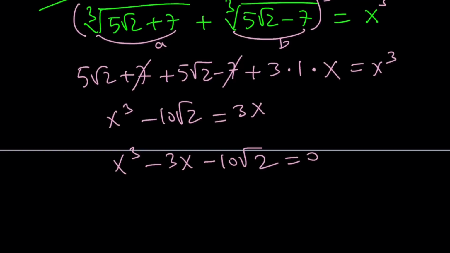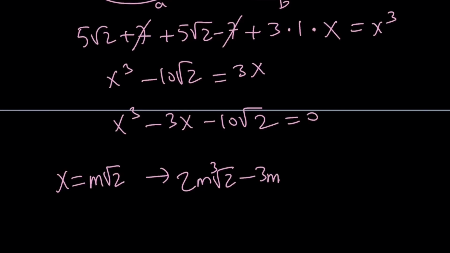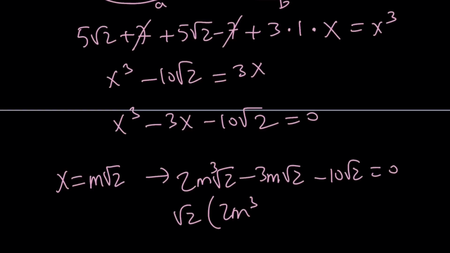And here's what I'm going to do. I'm going to use a little trick because I'm expecting to get a nice solution. I already know the first method, hopefully. I'm going to replace x with something like, I don't know, m root 2. And then this is going to give you a nicer equation. This is what it's going to look like when you do that. You're going to get 2m cubed root 2 minus 3m root 2 minus 10 root 2 is equal to 0. Root 2 is not 0, so you can go ahead and take it out. By the way, this is not cube root of 2. It's just 2m cubed minus 3m minus 10 is equal to 0.